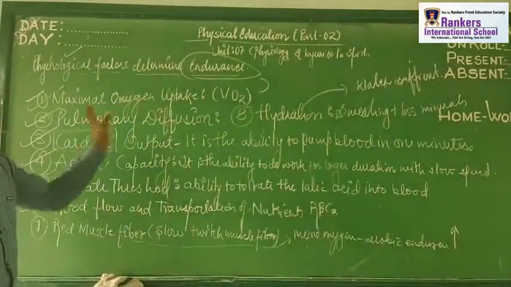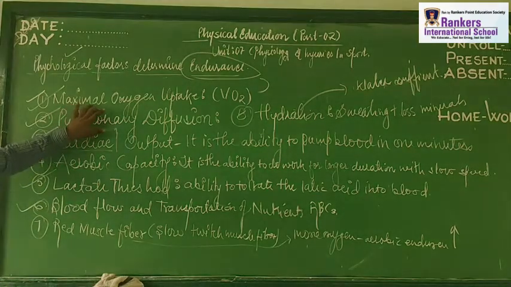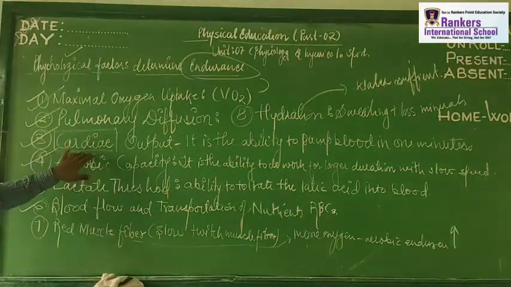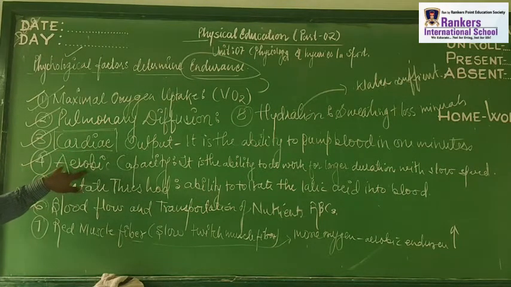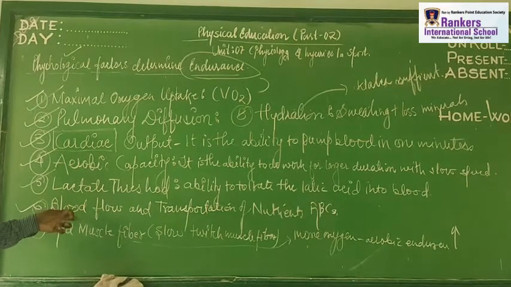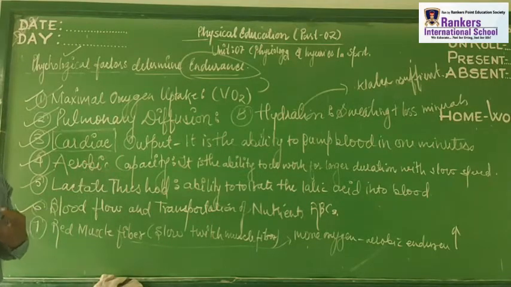I hope this part is clear to everyone, what I wanted to tell you. First thing is maximum oxygen uptake, which is very important for improving endurance. Second is pulmonary efficiency, the exchange of gases, which is also very important. Cardiac output means the ability to pump out blood in one minute. Next is aerobic capacity, the capacity for a longer duration when the oxygen demand is more. Lactic threshold means lactic acid deposited in blood, so blood flow is very important for the transportation of nutrients, and RBCs are rich in taking oxygen.